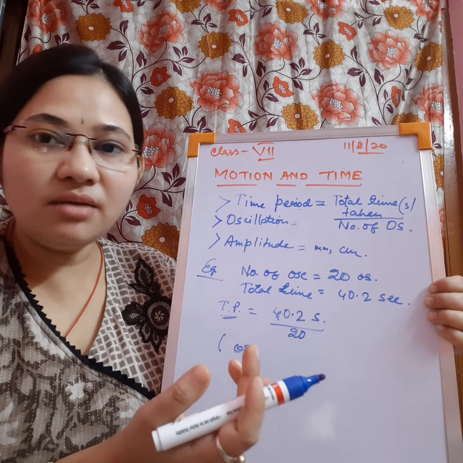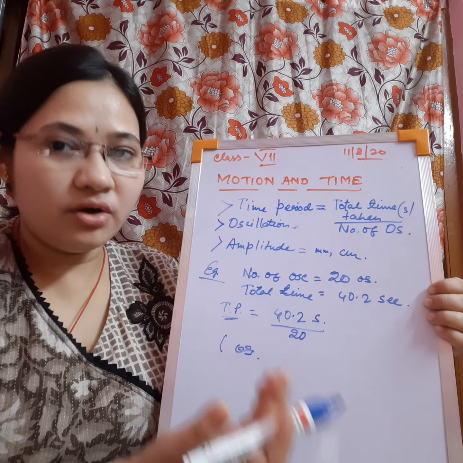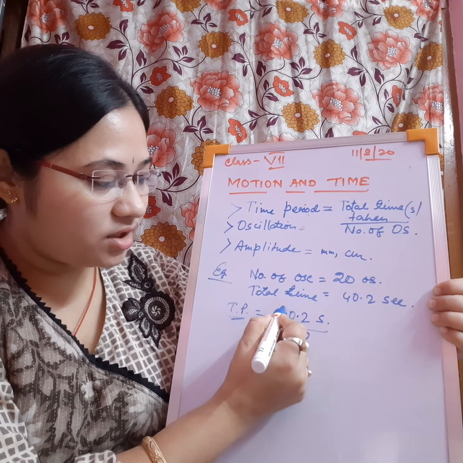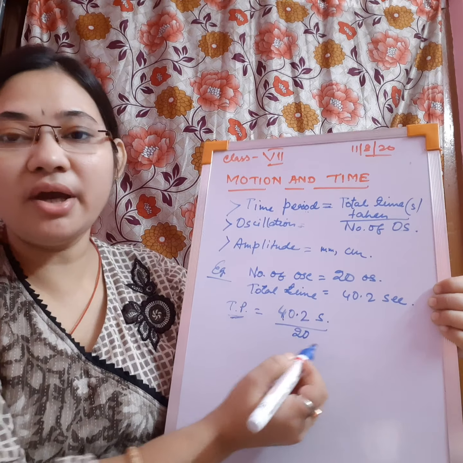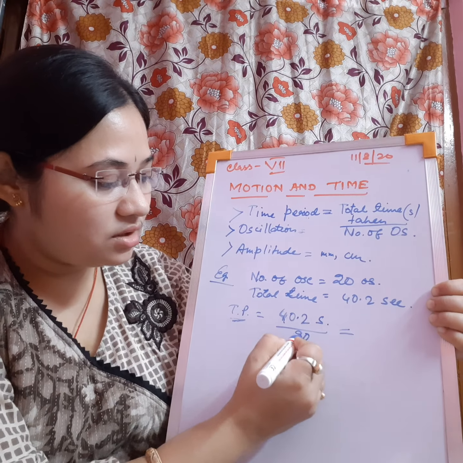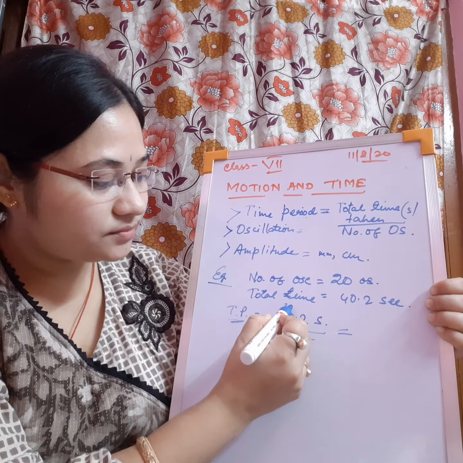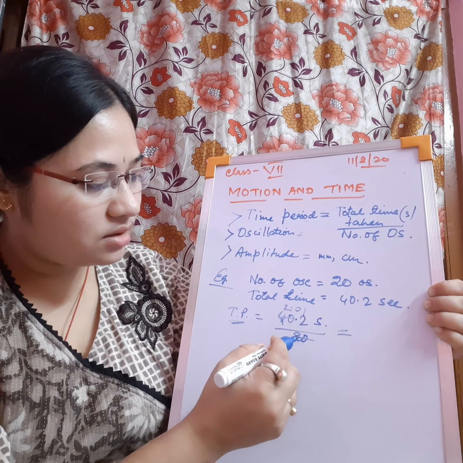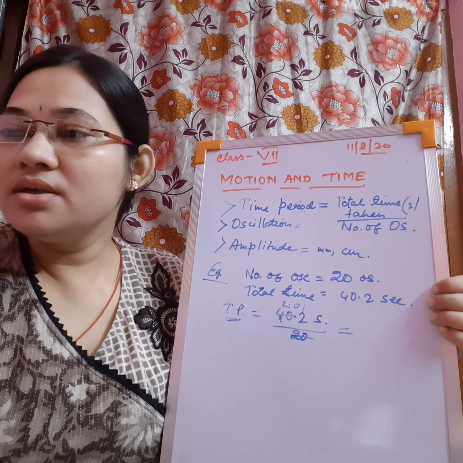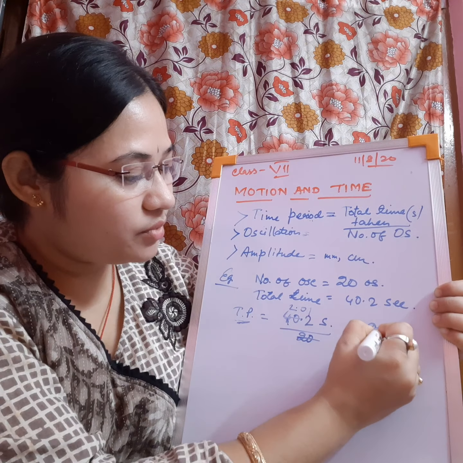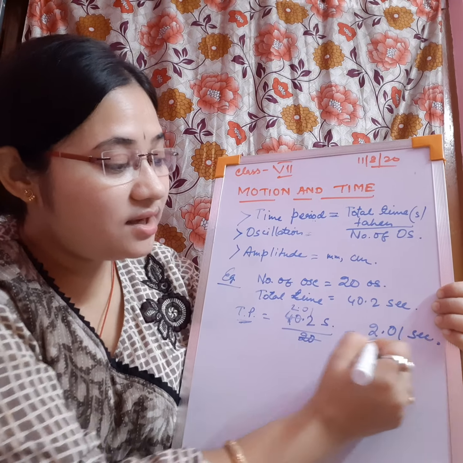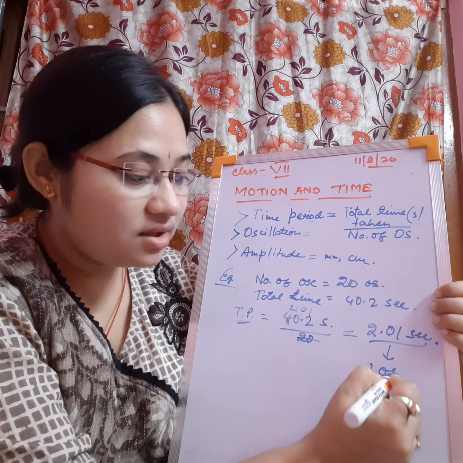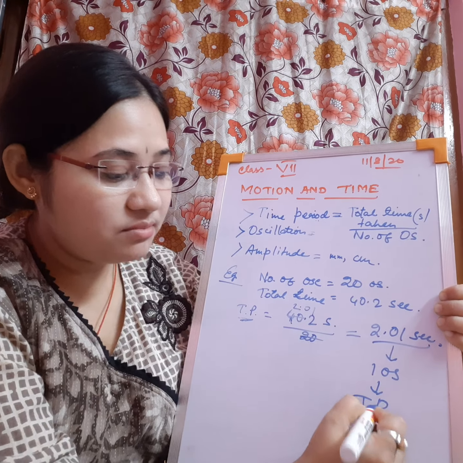So time period is nothing but the time taken to complete one oscillation. So we are actually looking for one oscillation. So when we divide 40.2 seconds by 20 oscillations, how much do you get? 20 2s are 40, 0.01. Okay, so we are getting 2.01 seconds. So 2.01 seconds is the time taken to complete one oscillation, and that is equal to time period.